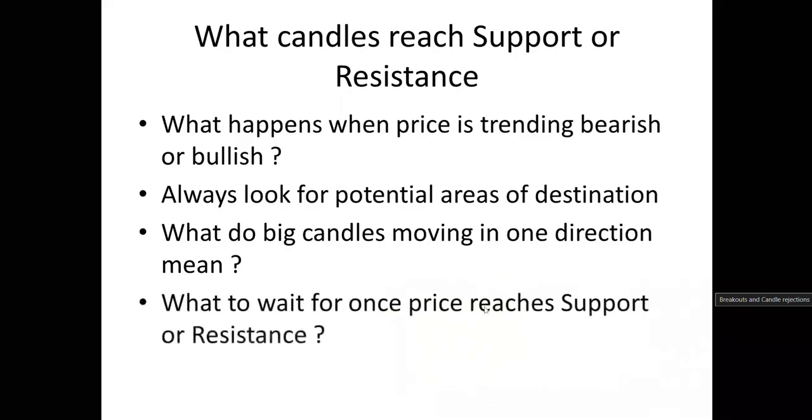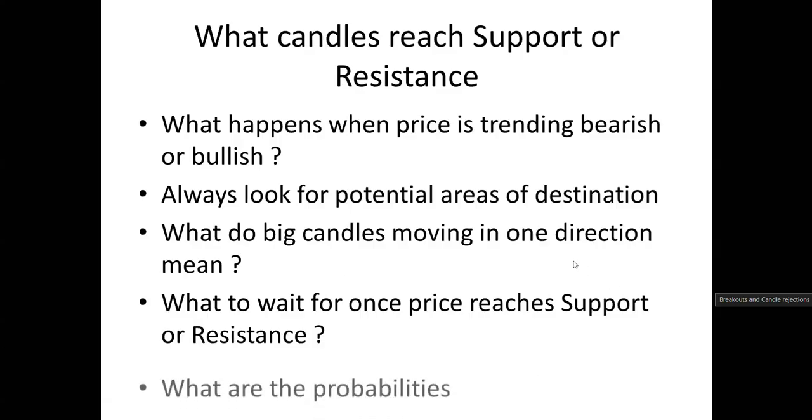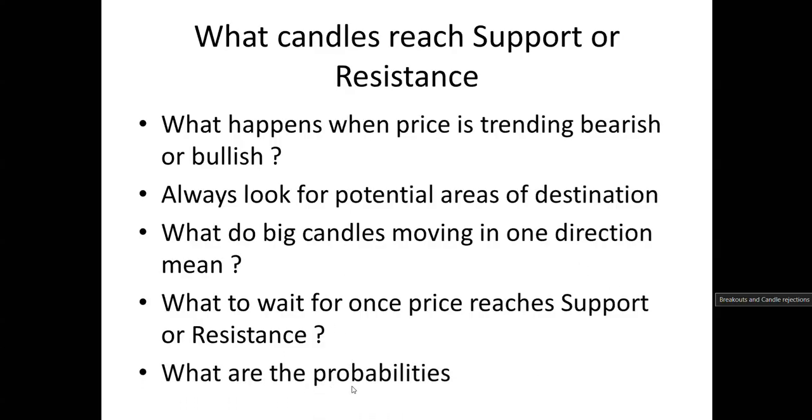So let's go to the next point. What to wait for once price reaches support or resistance. We've talked about this numerous times. You're waiting for candles to form in your direction. If price reaches support, you're waiting for some sort of a bullish candle. So then at least you can say, okay, now I know where my stop loss is going to be. It's going to be below that candle. Or when it reaches resistance, my stop loss is going to be above that candle. Because once you know where your stop is going to be, you can identify your risk based on your stop loss. All right, we've talked a lot about probabilities here too.